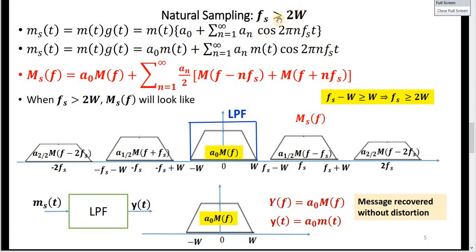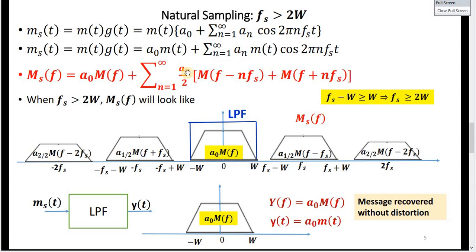We assume first that fs is larger than 2w and see what happens. Now we need to plot Ms(f). Ms(f) consists of an infinite number of terms. The first term, a0 M(f), is located at the origin. So this is a0 M(f).